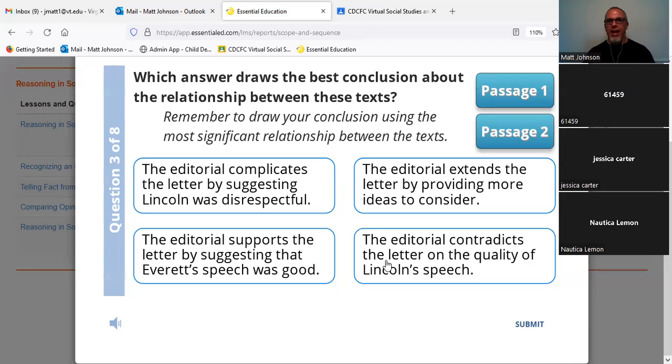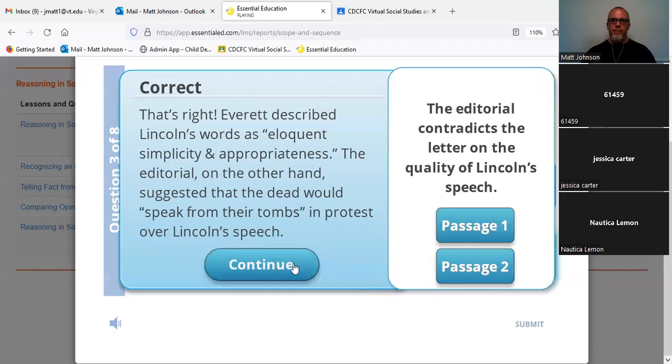So no, it doesn't do any of that. It contradicts. So those are ideas that you can think about when comparing and contrasting two different passages. Does it complement? Does it support? Does it extend? Or does it contradict?